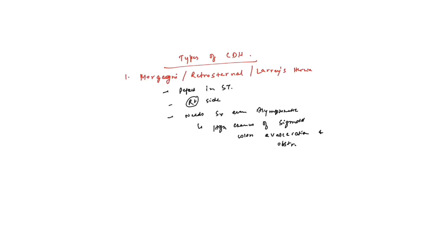And the second one is Bochdalek hernia. This is commonly on the left side, posterolateral. This is because of malformation of pleuroperitoneal membrane formation.